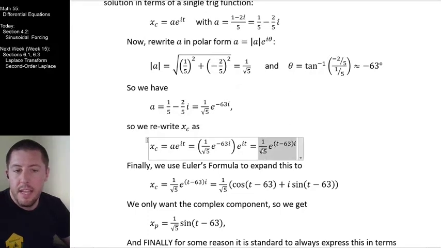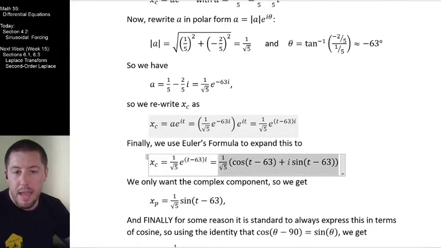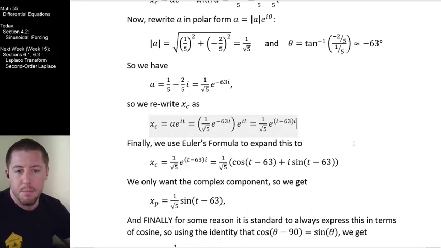Now by writing it in this form, we can use Euler's formula to expand into cosine plus i sine, where what's inside of the cosine and sine is the multiple of i in the exponential.